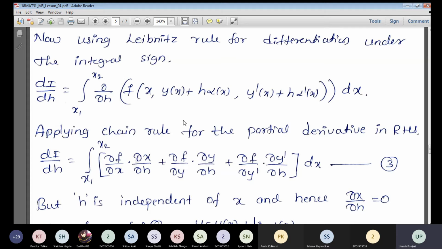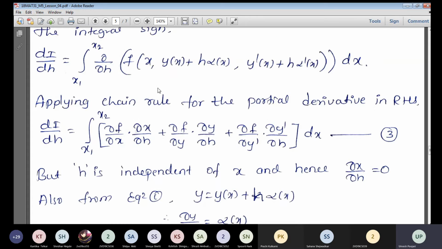So how will you apply the chain rule? You know that f is a function of x, y, y dash, and x, y, y dash are functions of h. Just remember the first semester chain rule. See here, f is a function of x and x should be a function of h. So the chain rule will be dou f by dou x into dou x by dou h.